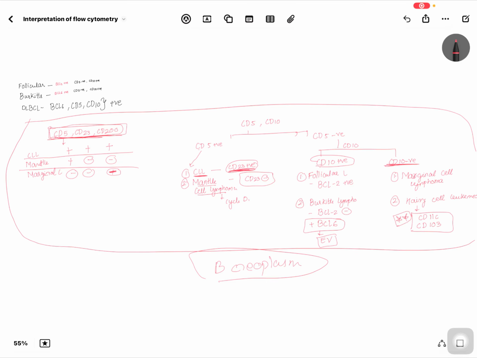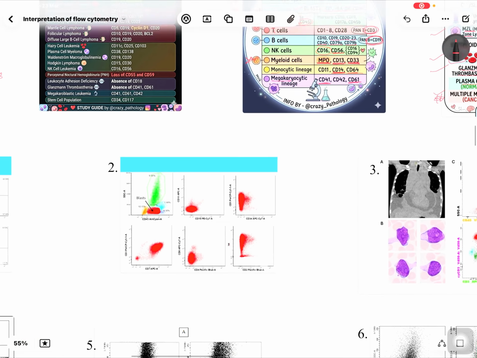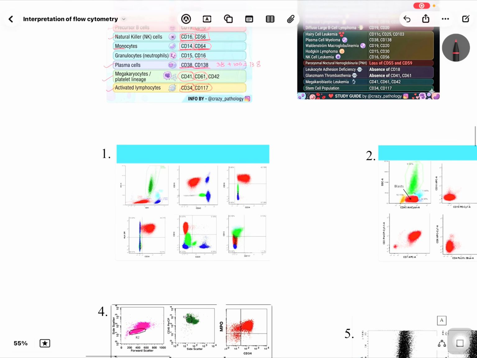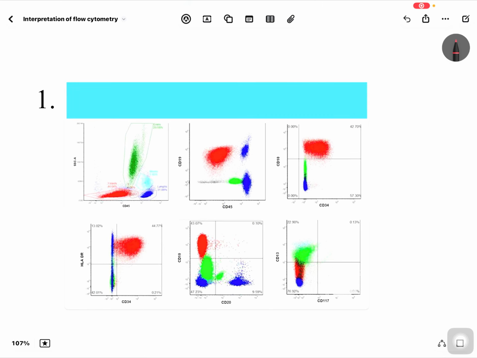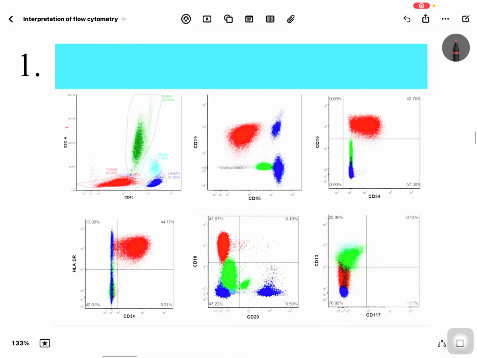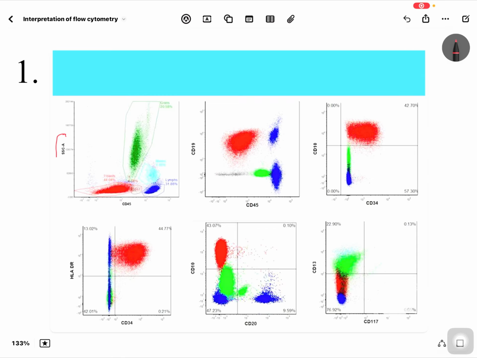Okay, now let's go and see the first one. So in the first one, what do we see? First, this is the side scatter. Can you see? So this is telling you about the side scatter and this is telling you about CD45. CD45 is a common leukocyte marker. Try to find hints if they are given here. Can you see it is written blast? These are 44 percent. So that means this is the blast population.